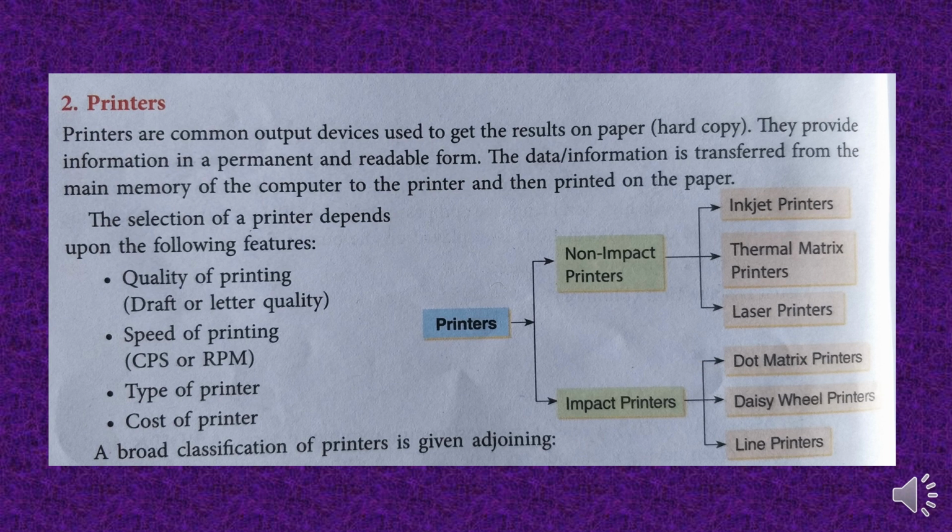Students, whatever data we save in our computer, whether it is in the form of text or in the form of image, can be taken out with the help of a printer. When it comes out through printing, it is in the form of a hard copy, and whatever data is kept inside a computer is in the form of soft copy. The data information is transferred from the main memory, that is from the RAM of the computer, to the printer and then printed on the paper.